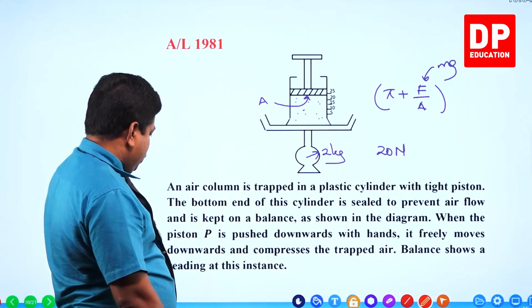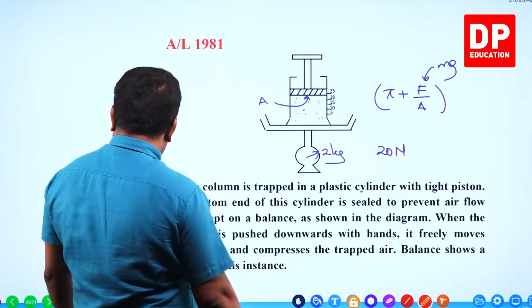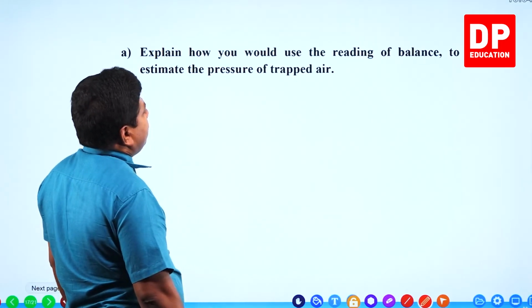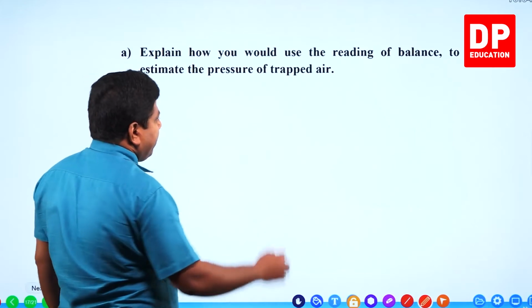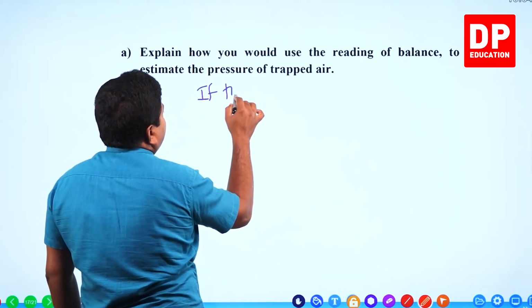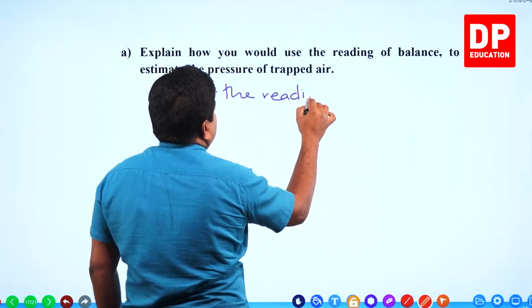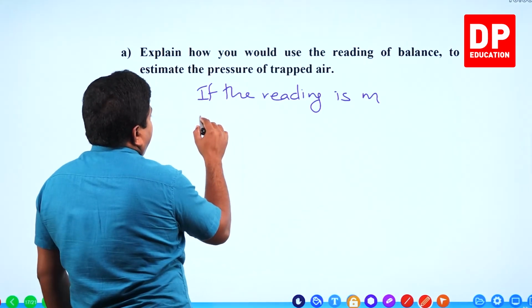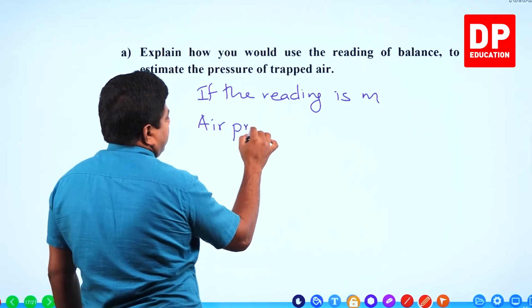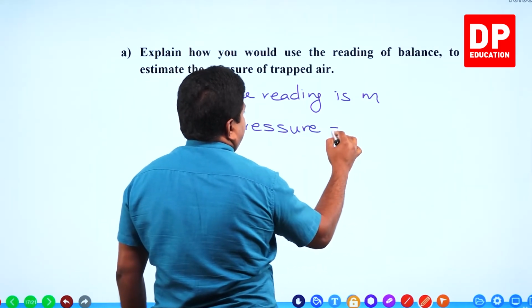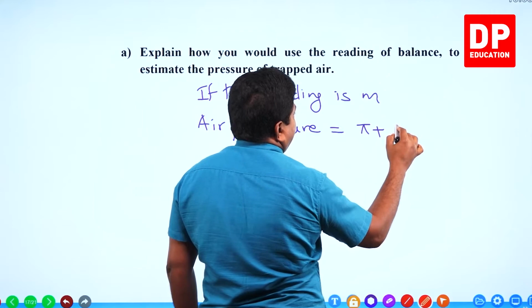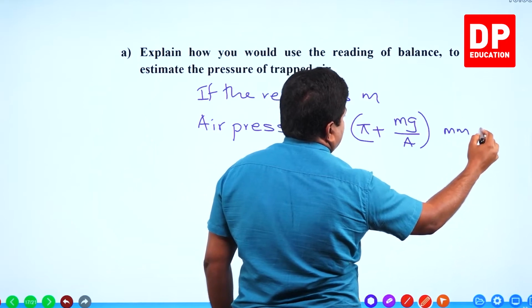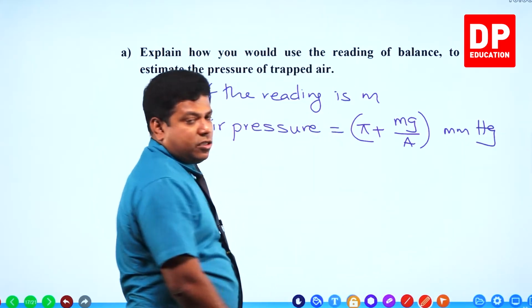Compresses the trapped air. Balance shows a reading at this instance, right? Explain how you would use the reading of balance to estimate the pressure of trapped air. So let's say if the reading is M, right? Air pressure will be Pi plus mg divided by A millimeter mercury, millimeter or centimeter, whatever. That much of millimeter mercury.